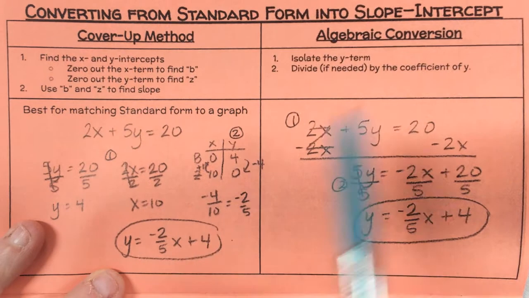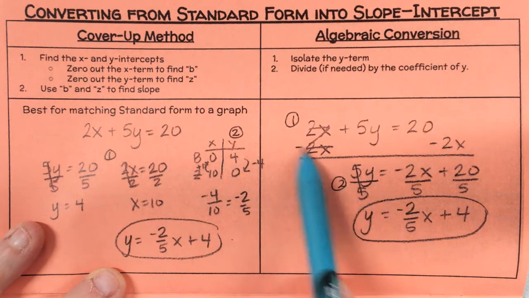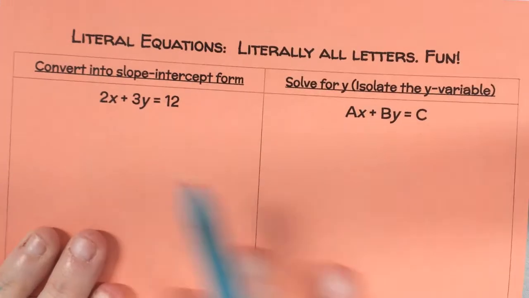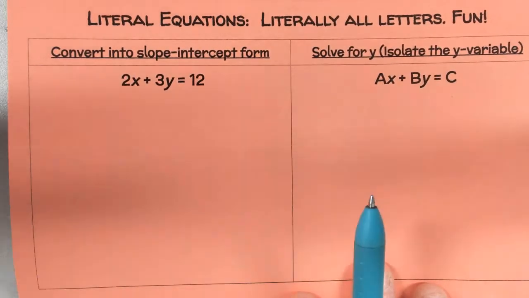Now this we've done before. I even have the instructions in your notes for this. We're doing algebraic conversion. So we're converting from standard form into slope intercept form. So we've done this before. But a bunch of y'all didn't do well. Hopefully this will help you do better at it.